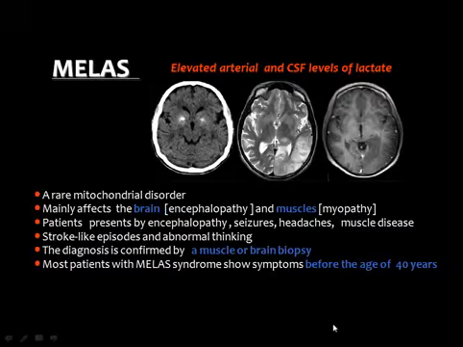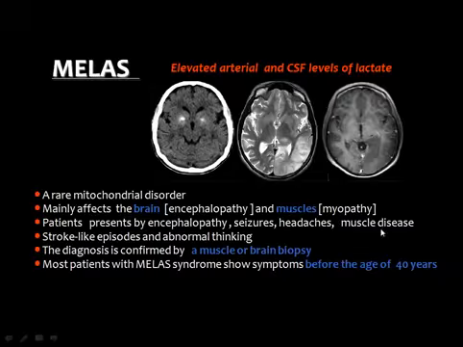And the patients will present with some seizures, headache, and muscle disease with a stroke-like appearance in the CT or MRI imaging. And if you look here, you can see some calcium in the medial part of the lentiform nuclei, and you see ischemic changes in the occipital lobe on the left side. This is T2 and this is T1 post contrast.